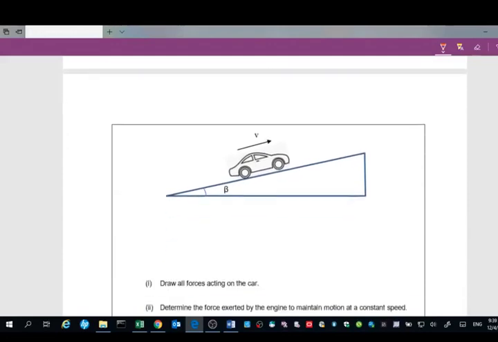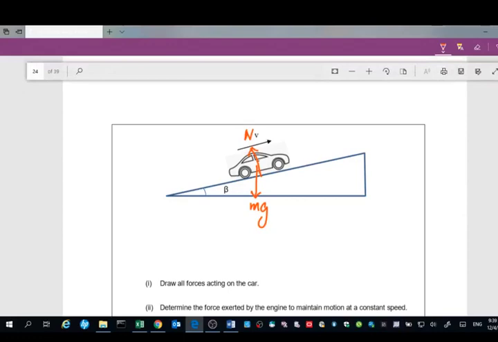Same as before, draw all the forces acting on the car. Similar to before, now we have mg, and the normal reaction is now perpendicular to the surface, so we can draw it this way, perpendicular. There's an engine force driving it parallel to the inclined plane, Fe, and the resistive force is also against the velocity direction, so there's R here. The main difference is that now the surface is inclined, so the weight still remains in the vertical direction. Everything else is either pointing along the direction of the plane or perpendicular to the direction of the plane.